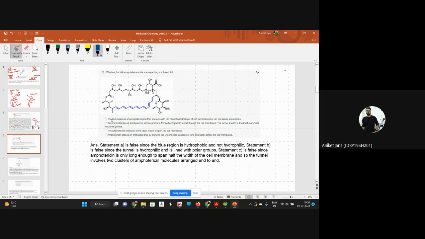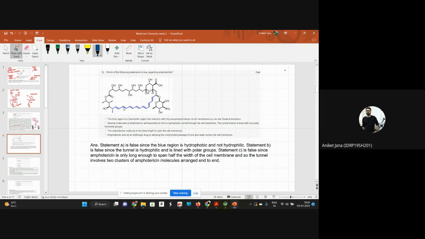So now the first one is saying the blue region is a hydrophobic region that interacts with the phospholipid bilayer of the cell membrane by van der Waals interaction. So is this true or false?